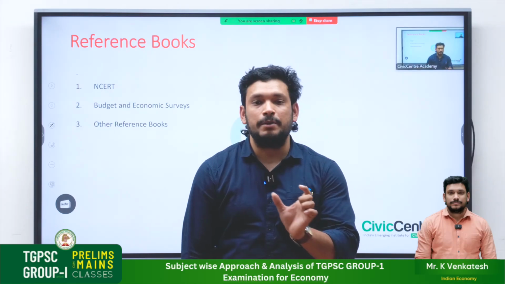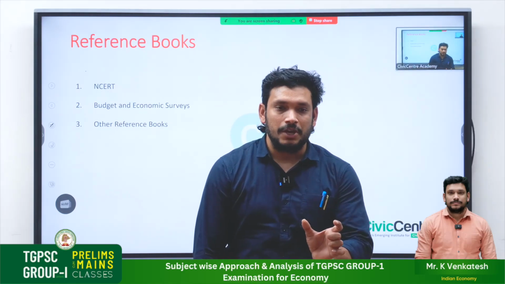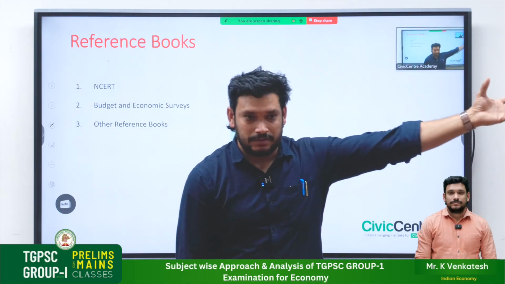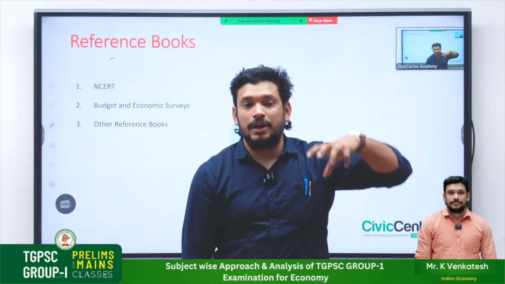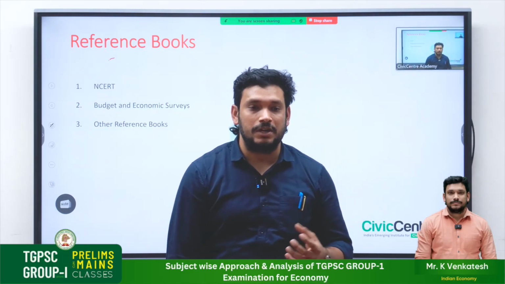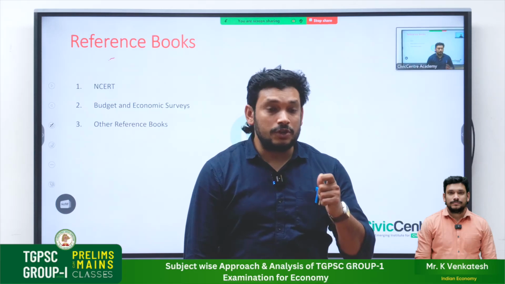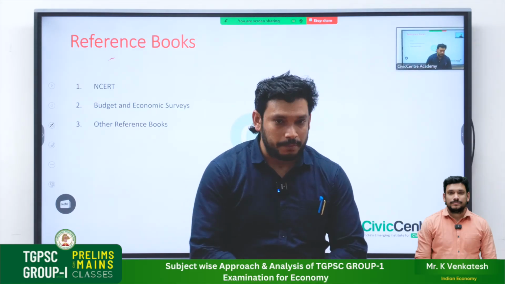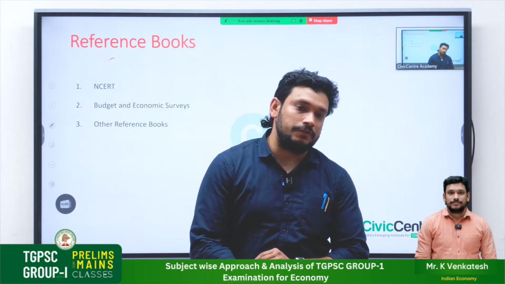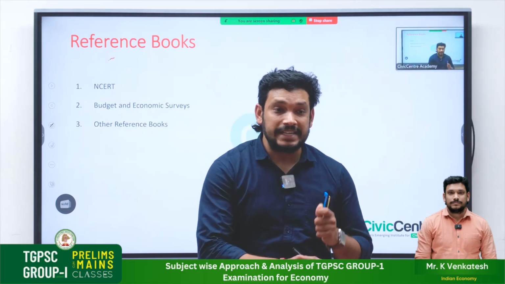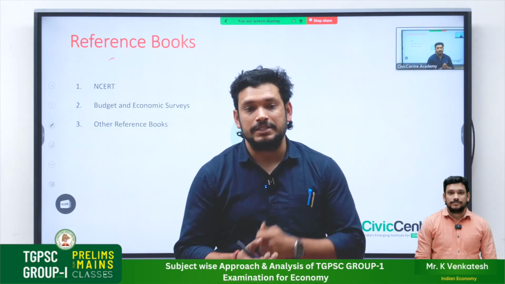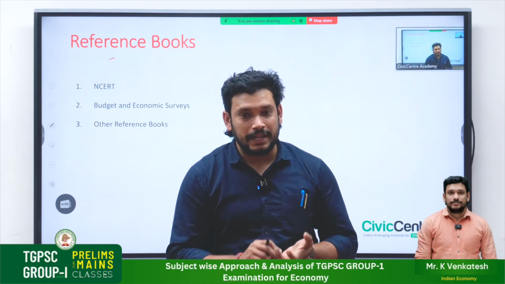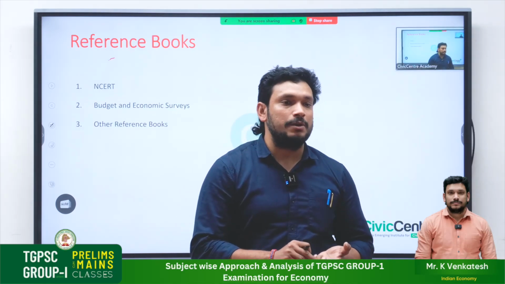Macroeconomics and microeconomics. What do we mean by macroeconomics? If we see the economic indicators which impact the entire nation or entire state, those are called macroeconomic concepts. If we study those concepts that affect the individual, those are called microeconomic topics. We will be looking at both of them, and you need to study the NCERT books of class 11 and class 12: Microeconomics and Macroeconomics of class 11, and Economic Development in India of class 12. Those two books are more important.